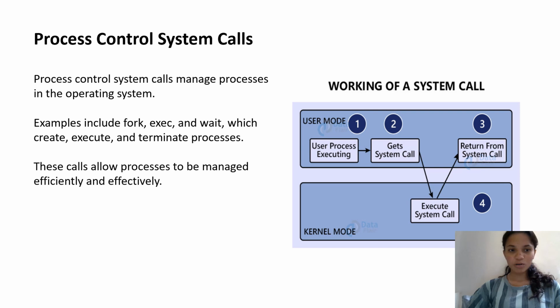Process control system calls. Process control system calls manage processes in the operating system. Examples include fork and wait, which create, execute, and terminate processes. These calls allow processes to be managed efficiently and effectively.